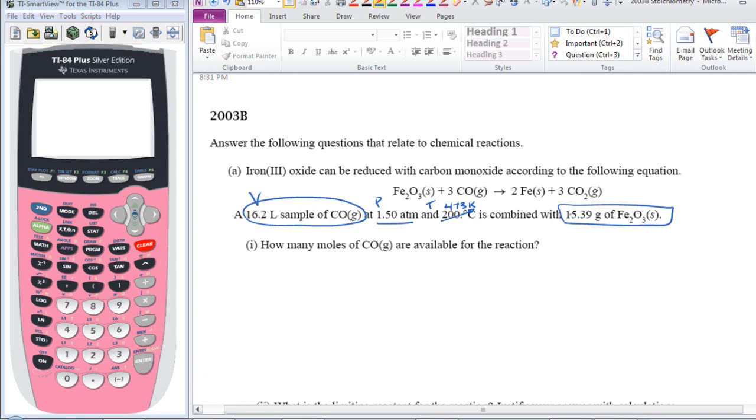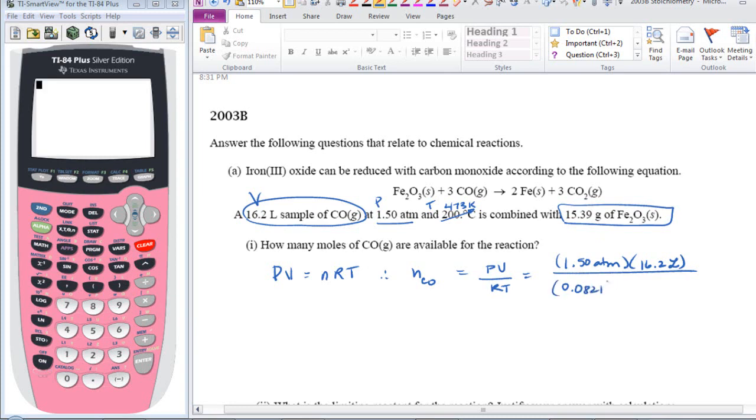So sure enough, you could have written this part, couldn't you? How many moles of carbon monoxide are available for the reaction? This is sort of a, if you can't do stoichiometry, maybe you can do gas laws pity point moment. So I'm looking for the moles of CO, and that's going to be equal to PV divided by RT. And now let's just plug and chug that. 1.50 atmospheres, 16.2 liters. Feeling pretty good about this.